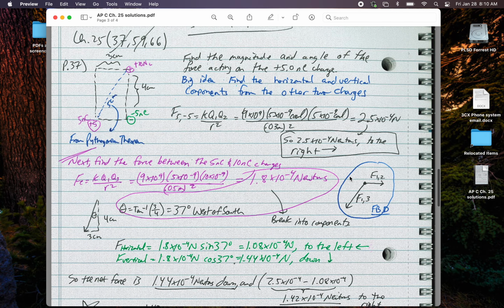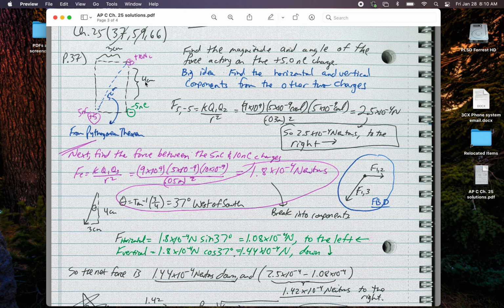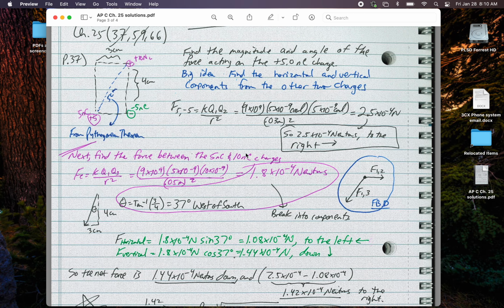For 37, I think we went over this one in class, and I did a sample somewhat close to this. The magnitude and angle of the force acting on the plus 5 nanocoulomb charge. And we did go over this in class, but if you'd like to look at it again, I think it's useful. So I got this hypotenuse is 5 centimeters. Figured out that between the 5 and the negative 5, the force was to the right because it's an attractive force on this charge, which is what we're interested in. And then we need to find the force between these 2 charges. I got that with Coulomb's law, but I had to break that into components.